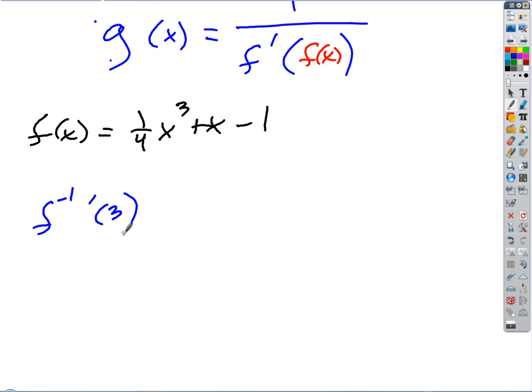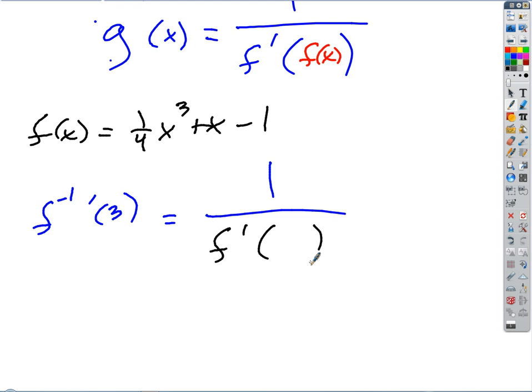What are our choices? We could go through the whole process of calculating the inverse, which sometimes can be kind of tough to do, and then differentiate that function and evaluate it at 3, right? Plan A. Plan B, skip all that. Use this formula. This is equal to 1 over f prime, which we have, right? F prime of what number?